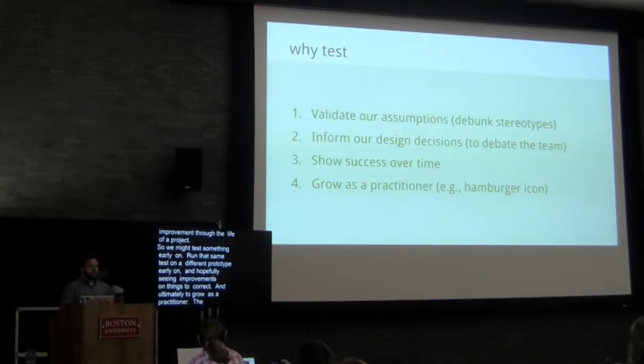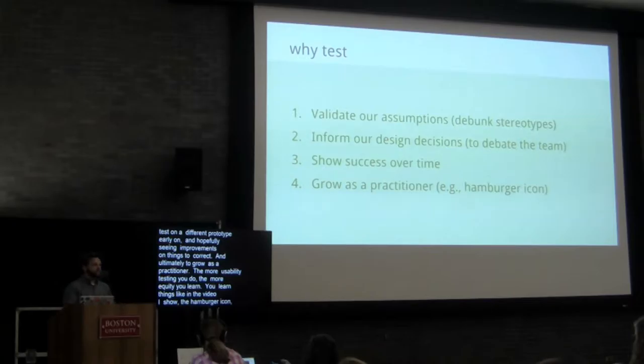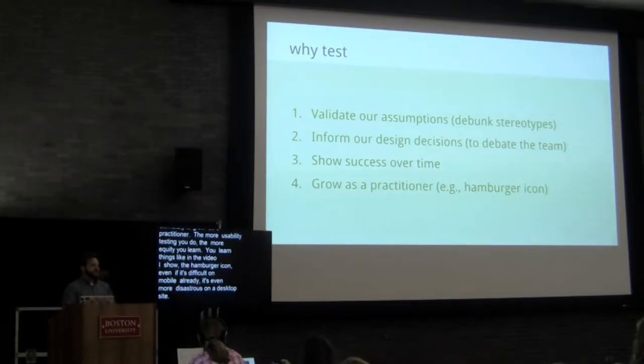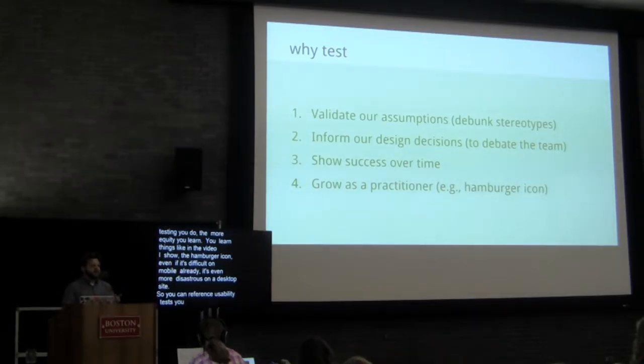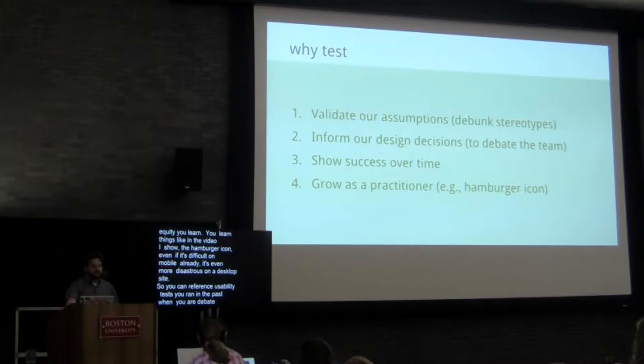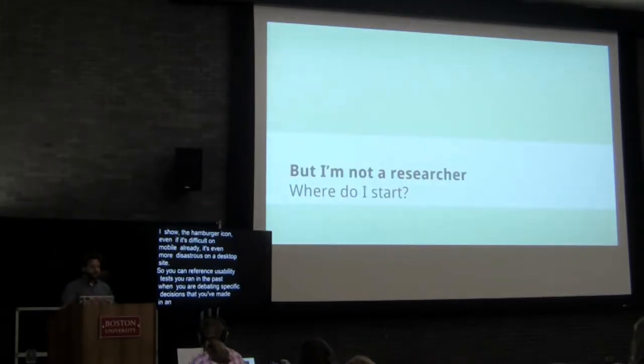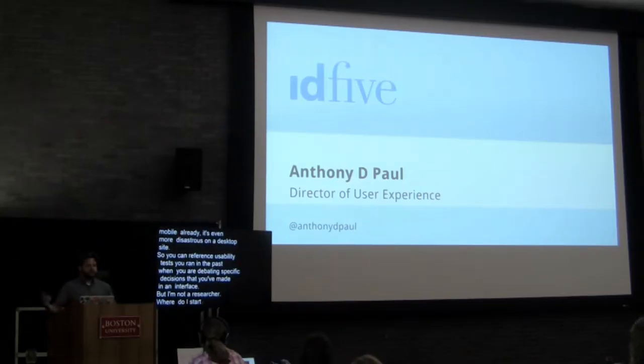You learn things like in that video I just showed, that the hamburger icon, even if it's difficult on mobile already, it's even more disastrous when you put it onto a desktop site. So you can reference usability tests you ran in the past when you are debating specific decisions that you've made in an interface. But I'm not a researcher. Where do I start?